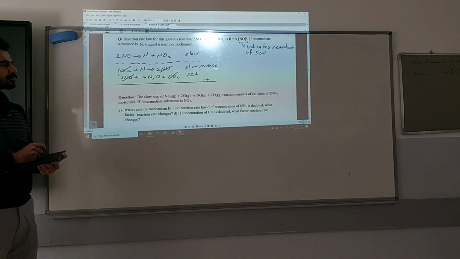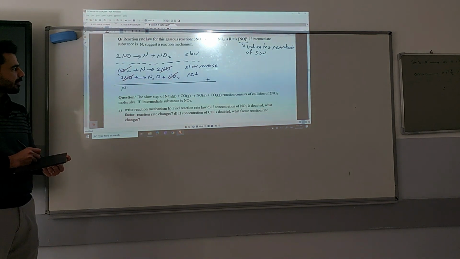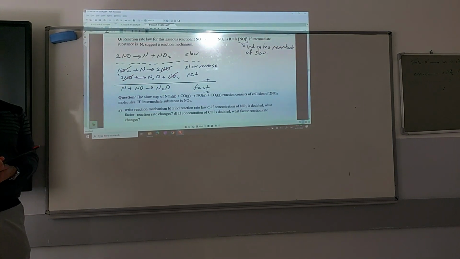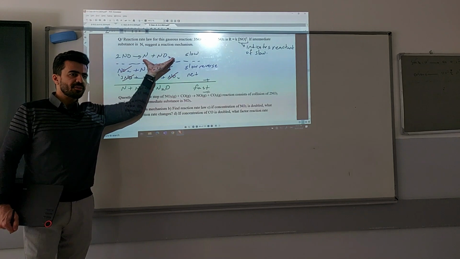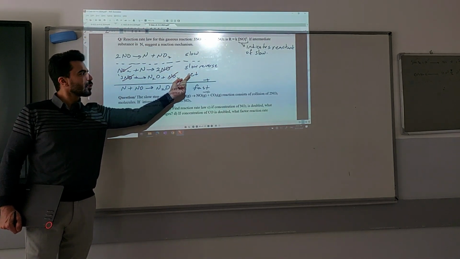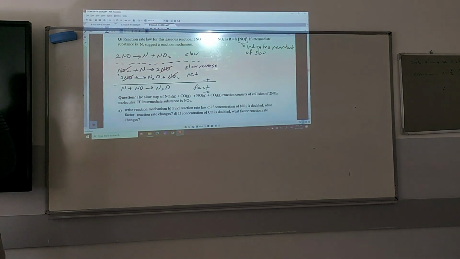Then we're going to write the fast. We have N, one NO, and N2O. That's the fast step. All you have to do is, once you've found the slow, reverse the slow and add it with the net. So we can check if it's correct.